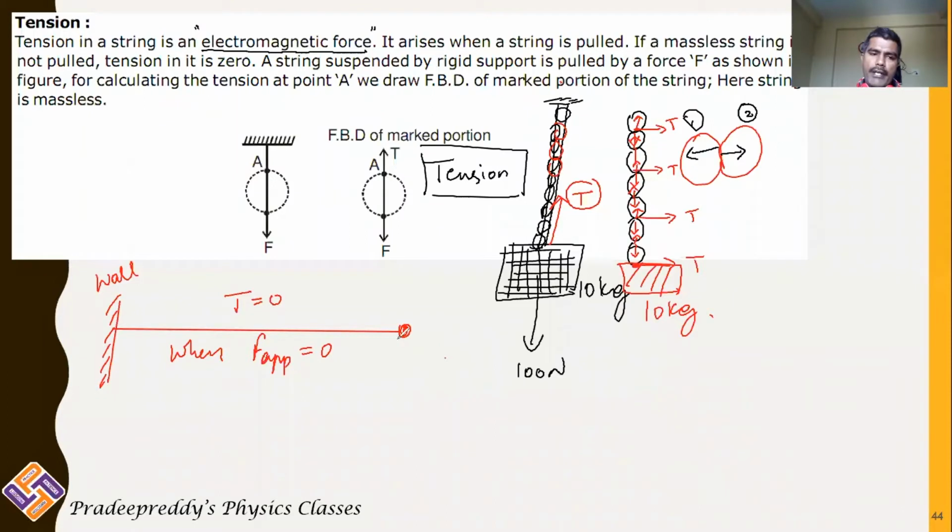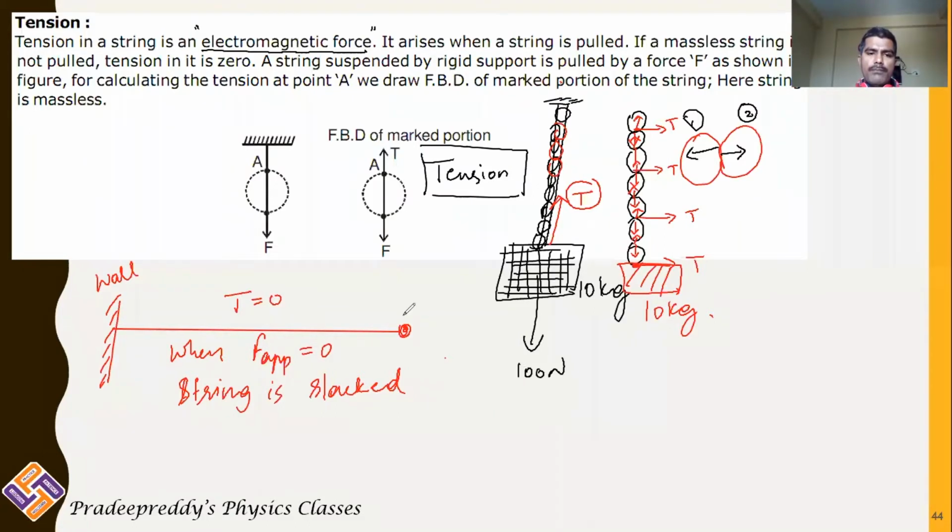When there is no applied force on the string, tension in the string is said to be 0, and this is called the string is slacked. String is slacked. That means there is no tension arising within that particular string. It is not tightened, it is slacked.